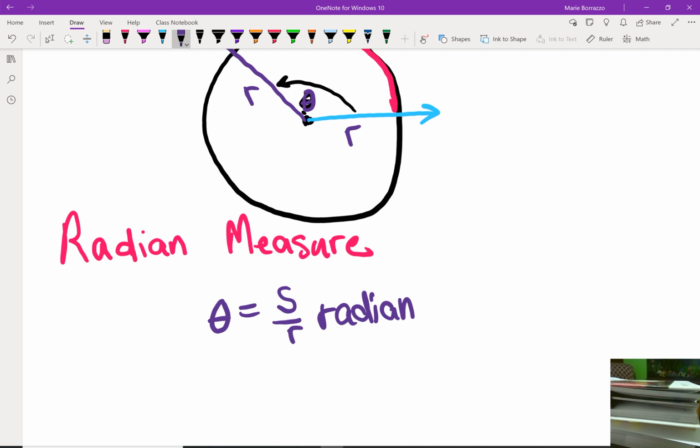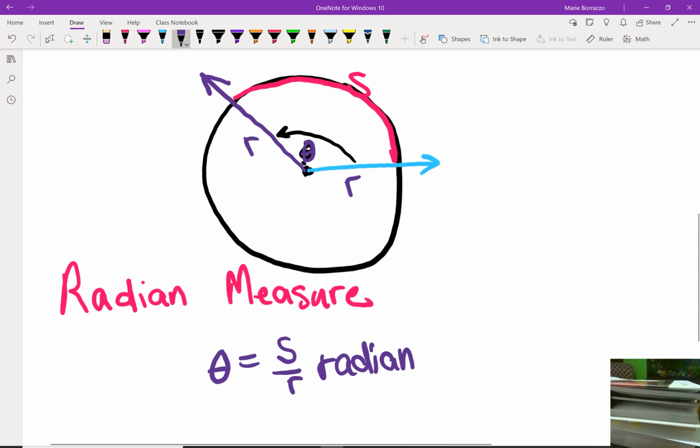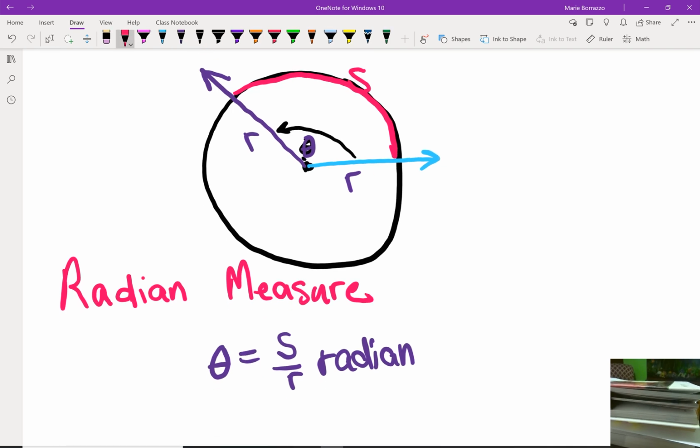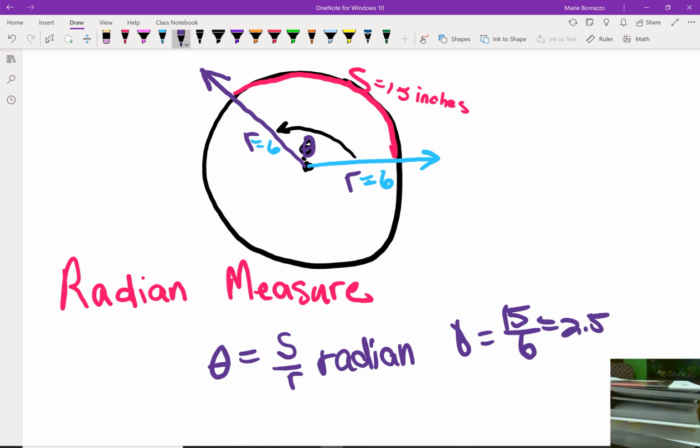So let me give you an example of what that looks like as a question. So let's say that this arc length is 15 inches. And let's say that this radii in this case is 6 inches. So this is 6, this is 6. So in essence, this is going to become theta, equivalent in radians, is equal to 15 over 6, which is equal to approximately 2.5 radians.